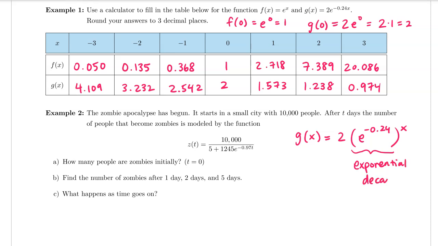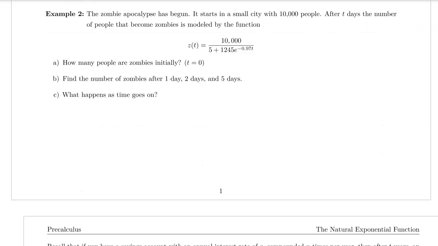Just as a quick reminder, in general, exponential functions look like y equals a times b to the x power, and if b is greater than 1, then we have exponential growth, and if b is between 0 and 1, then we have exponential decay. Okay, let's move on to example 2. Example 2 says, the zombie apocalypse has begun.